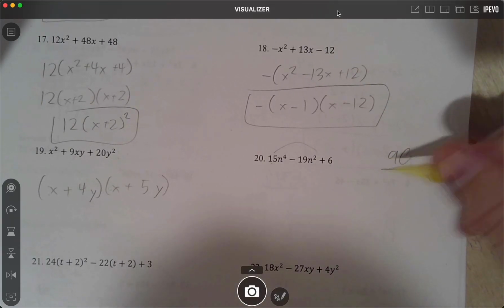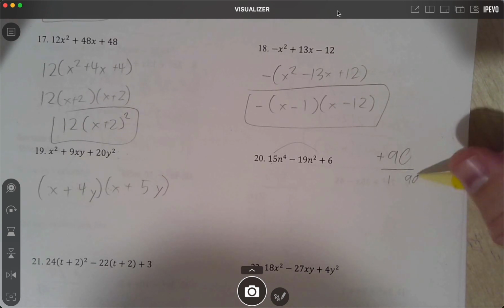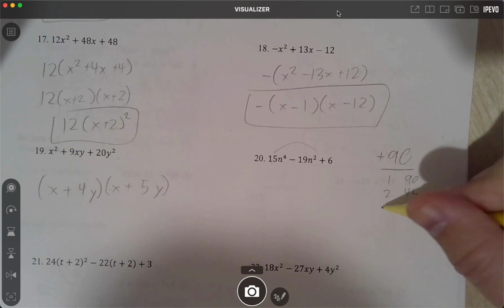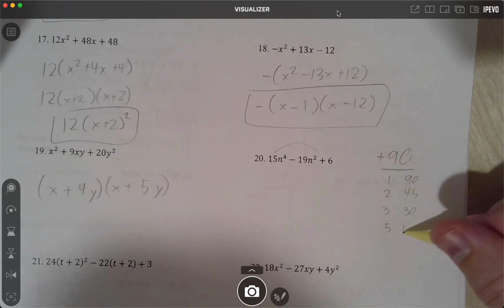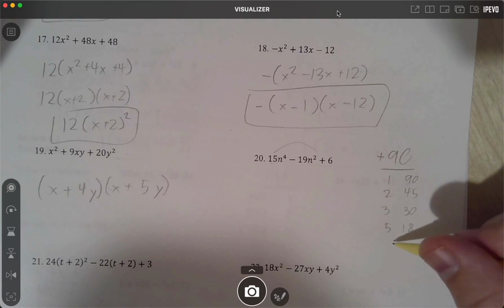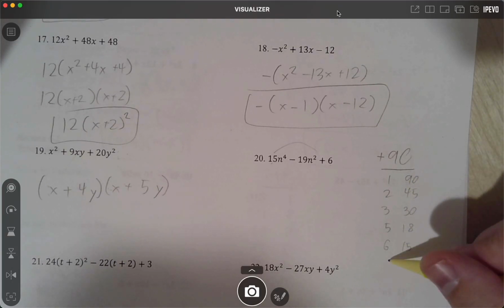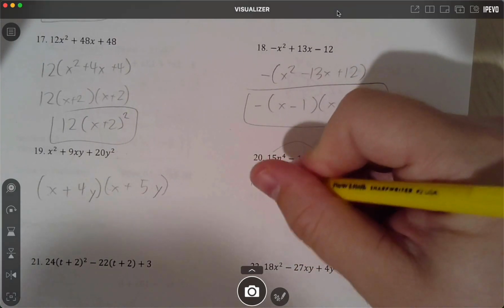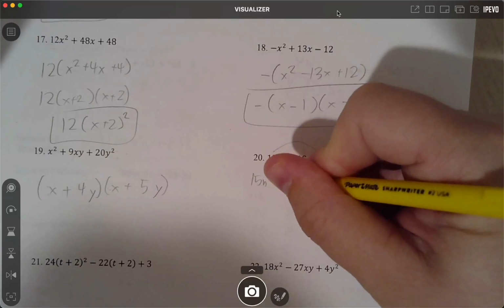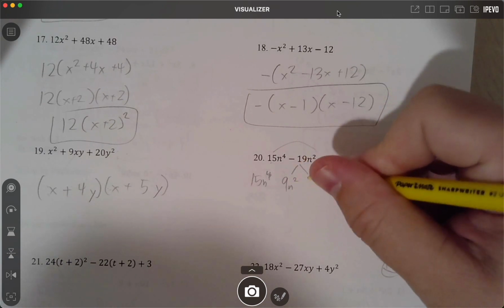Factors of 90 that add to 19. Well, there's 1 and 90. There's 2 and 45. There's 3 and 30. 4 doesn't work. 5 works. It's 5 and 18. There's 6 and 15. That's where we got it from. 7 doesn't work. 8 doesn't work. But 9 works, and we get 10, and those add to 19. So we are going to do this by grouping. But I am going to say there is a way to kind of shortcut the answer, but I'm going to let you figure out how that works.